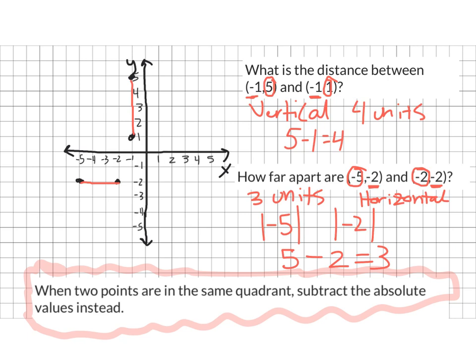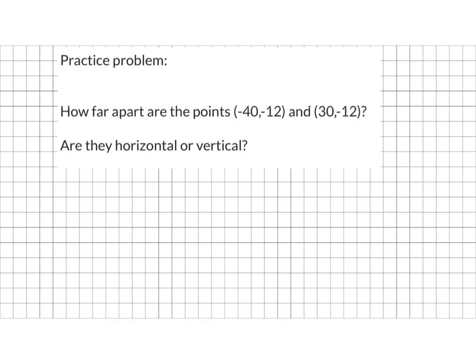And we are ready for our practice problem. For your practice problem, I need you to decide how far apart are the points (-40, -12) and (30, -12). And are they horizontal from each other or vertical? Be sure to think about, are these points in the same quadrant or in 2 different quadrants? If you're not sure how to tell or what it means, you should rewatch and think about what's happening. We will correct this problem in class tomorrow.